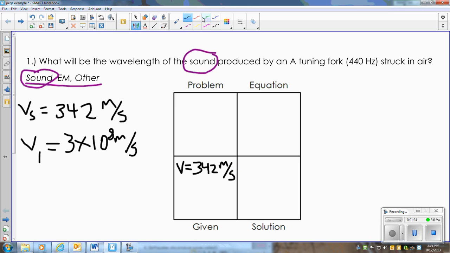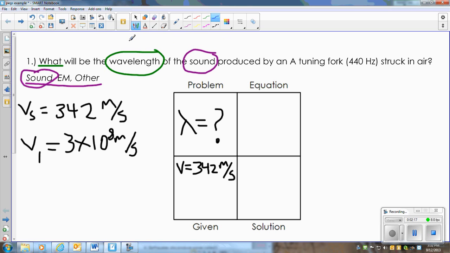The next step is to identify the unknown. That's what I'll write in this space for problem. When you're looking for the problem, it can be helpful to look for words like what or how much. Usually that unknown is going to come near words like that. This one says, what will be the wavelength? So my unknown is wavelength. Instead of writing the word, I want you to write that symbol for wavelength. That's going to be really helpful when we get to electricity and magnetism and have multiple different equations that you need to choose between.